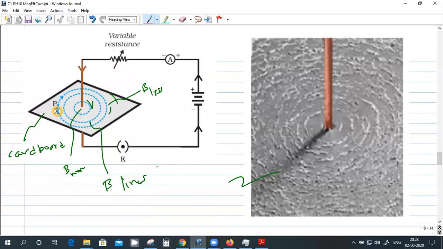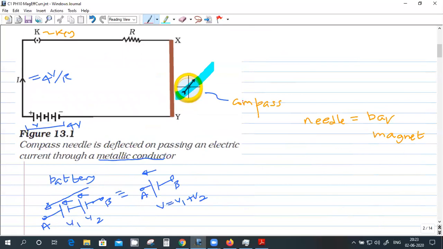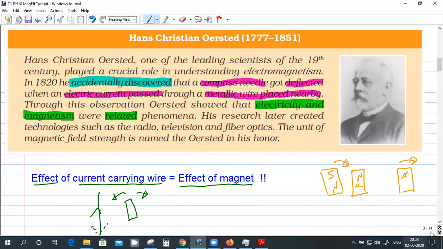So the key concept of this chapter is this. When I bring two bar magnets, there is some force between the first bar magnet and the second bar magnet. But if you remove the first bar magnet and replace it by a current carrying wire, the effect is the same. So in some sense, the current carrying wire acts as a magnet. And you'll learn exactly why in higher classes.